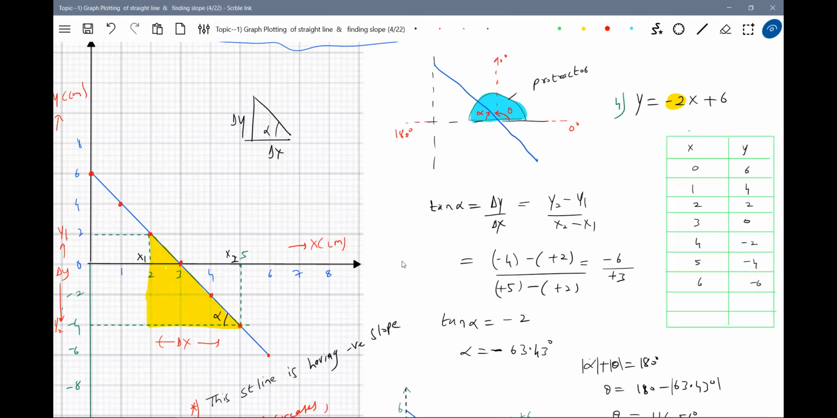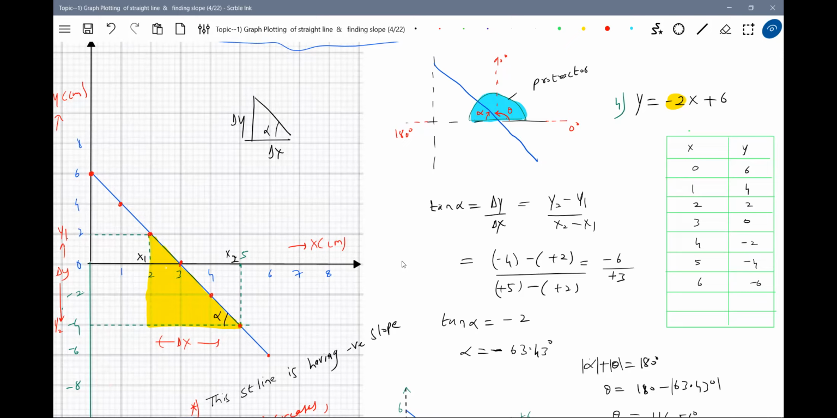Okay, now come to the scale. Look at the values of x: 0, 1, 2, 3, 4, 5. For 1 unit, 1 centimeter. What about y? Here we have 6 and minus 6, so therefore for 1 unit, let it be 2 centimeters. So 0, 2, 4, 6, 8. Like that, you choose a scale.